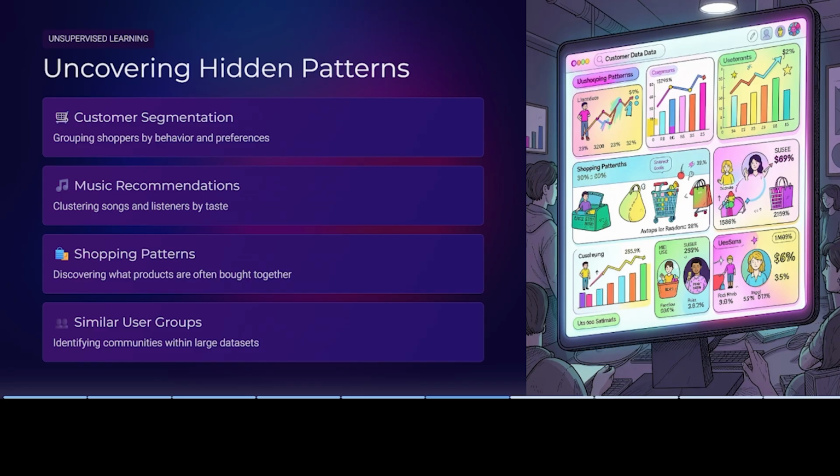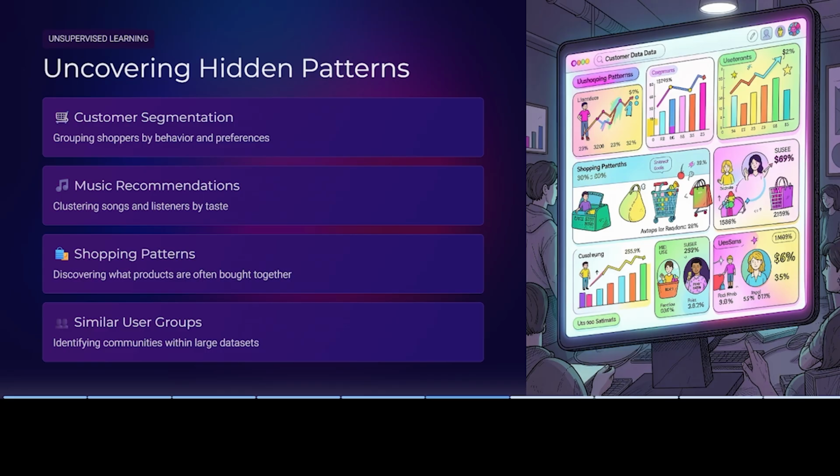Nobody explicitly tells the machine this. Nobody tells the machine to group like this, so it learns by itself and segregates like this. This is how unsupervised learning works. It discovers the patterns by itself.